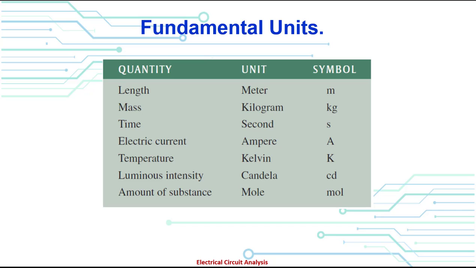In the International System of Units, there are 7 fundamental quantities and their units. These quantities are length, mass, time, electrical current, temperature, luminous intensity, which is intensity of light, and amount of substance, which is the unit used most commonly in chemistry. And these are the units for these quantities: meter for length, kilogram for mass, second for time, ampere for current, Kelvin for temperature, candela for luminous intensity, and mole for amount of substance. And the symbols are given in the third column of this table.